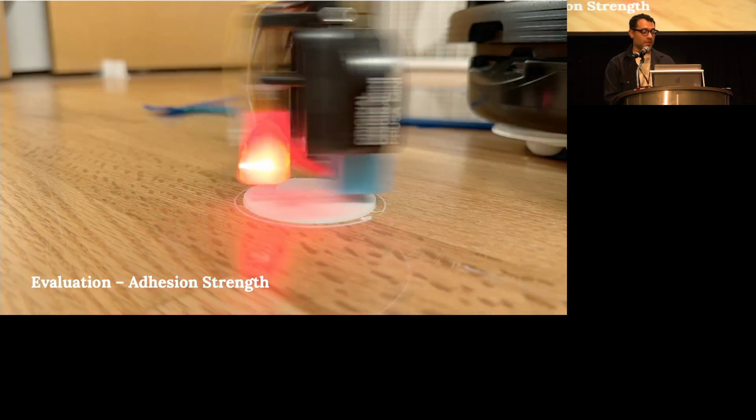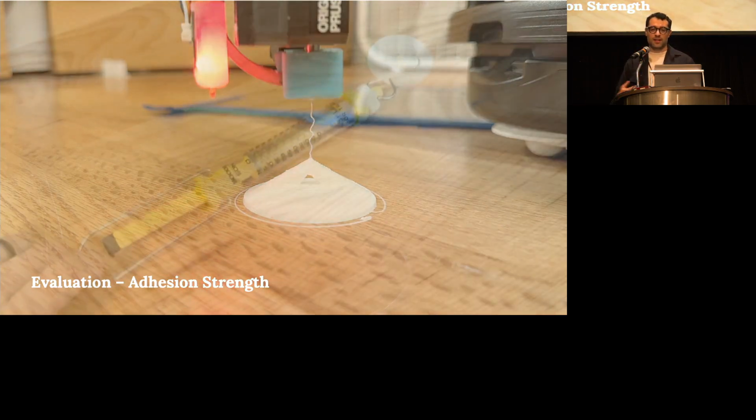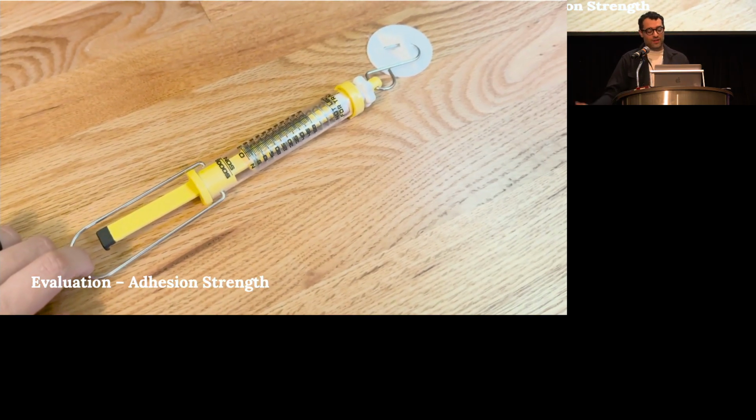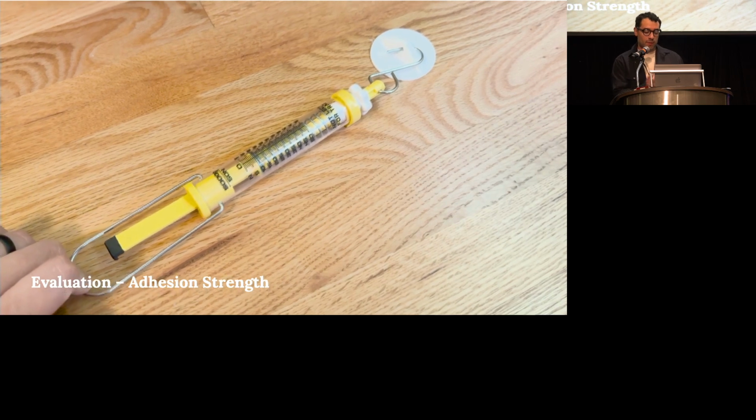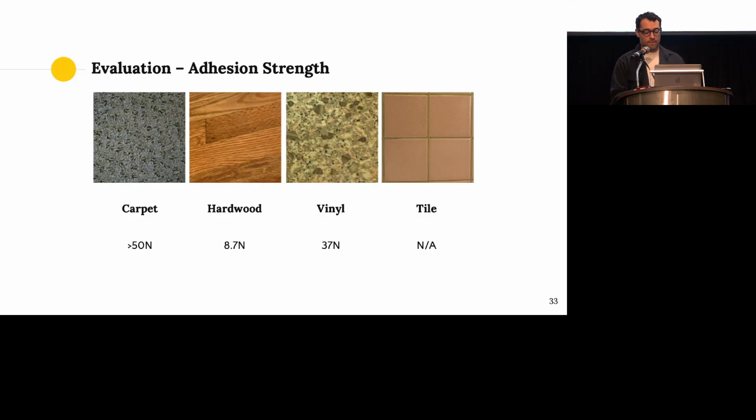Next, like I said, we're trying to print on arbitrary surfaces, so we had to really test the adhesion strength. I've never printed on hardwood, so we had to test that. We printed these hooks and then used a force gauge to dislodge the print and measure how much force it took. In this video, it was 10 newtons to take it off the hardwood floor.